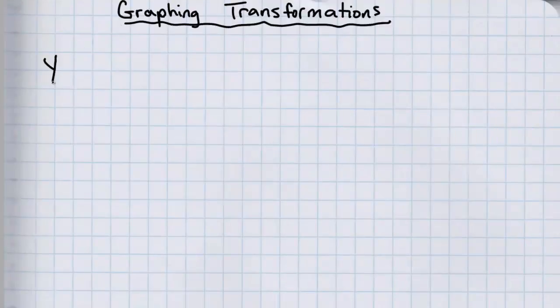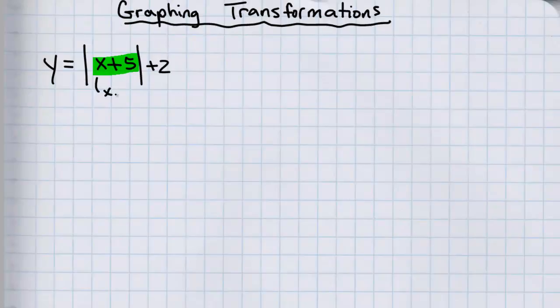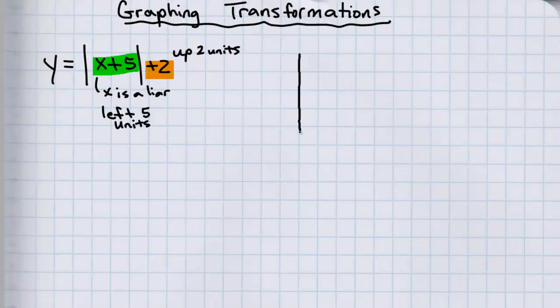Now let's look at graphing transformations. Let's take y equals the absolute value of x plus 5 and add 2. Let's talk about these transformations. Inside our graph, we have x plus 5. Well, remember, x is a liar, and we really want to move left 5 units. But we also want to move up 2 units to graph.